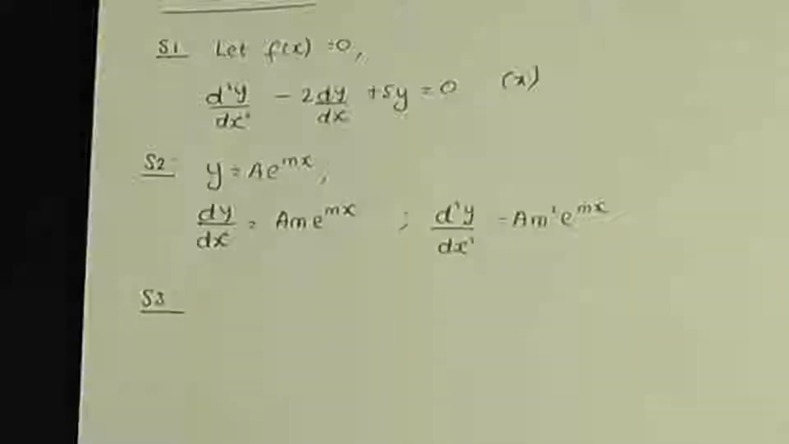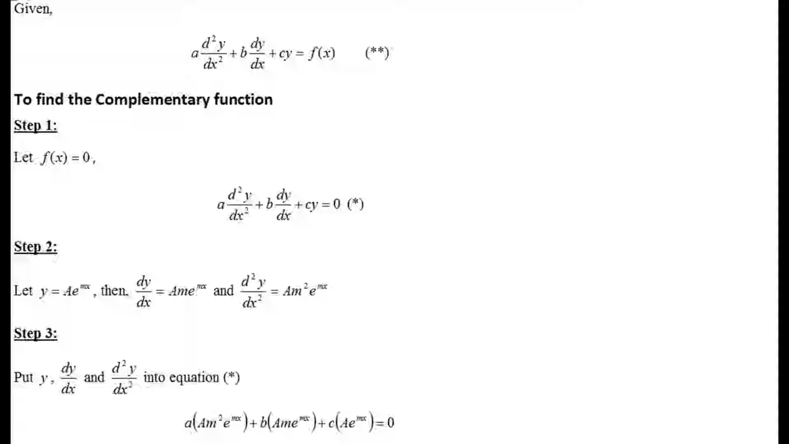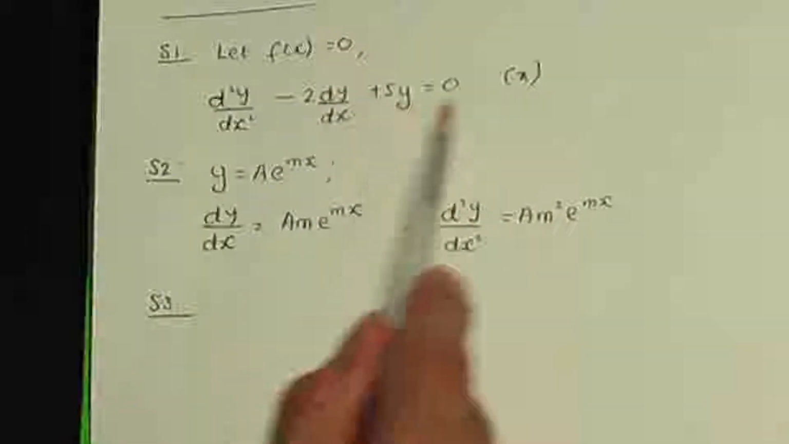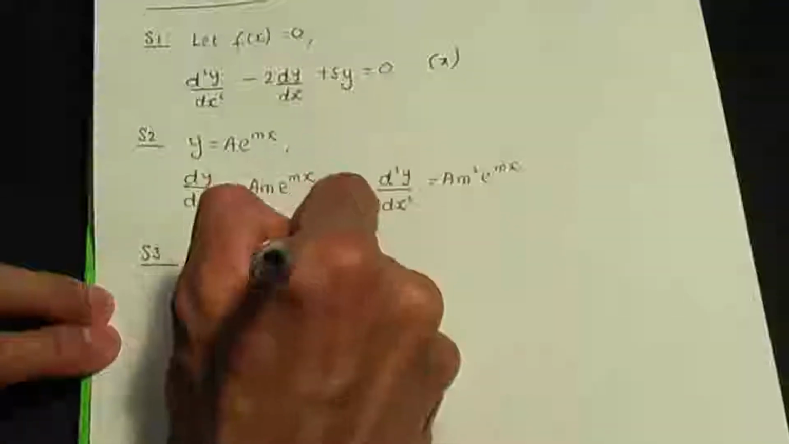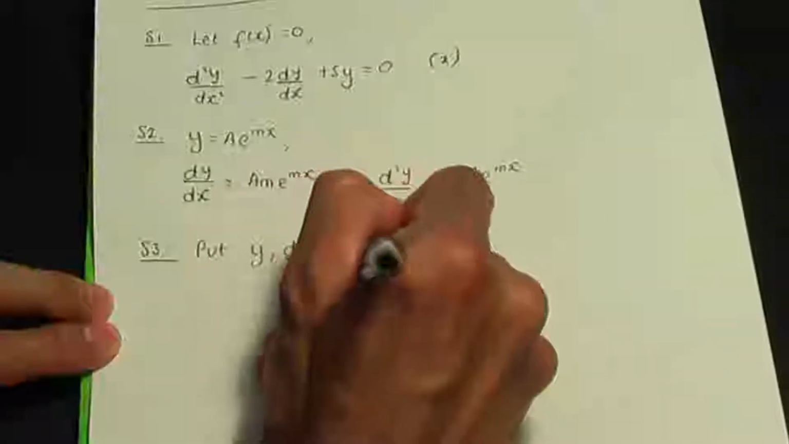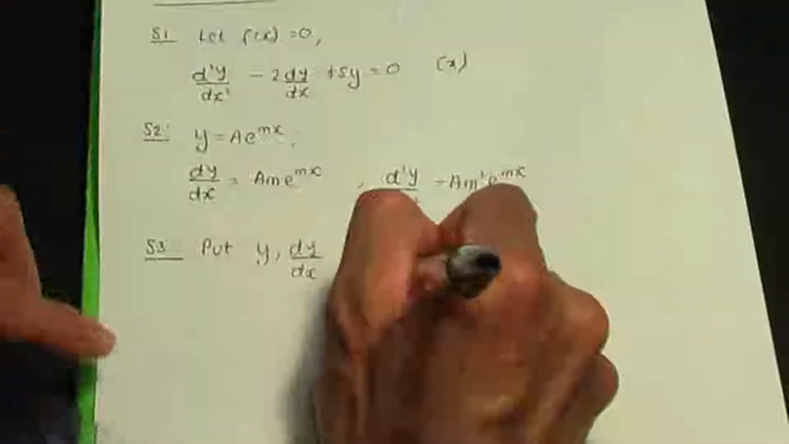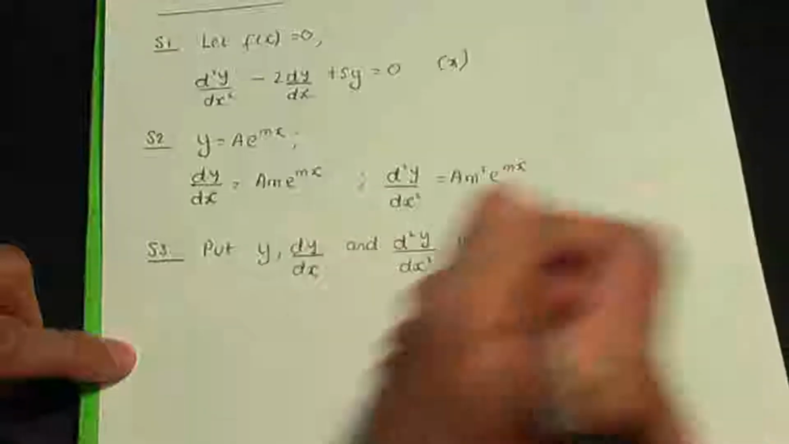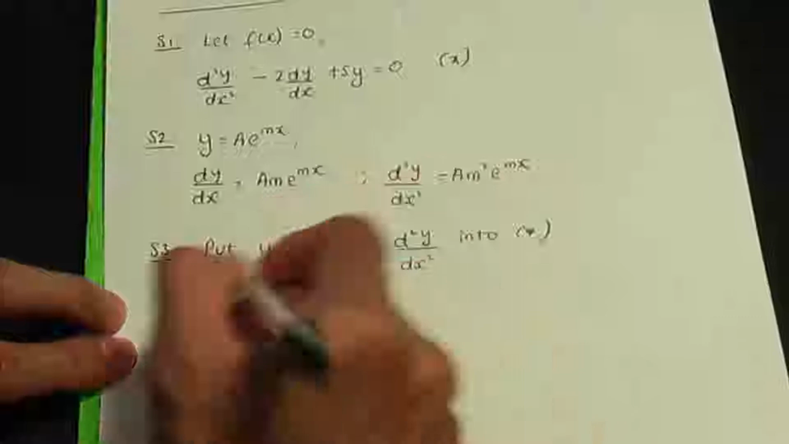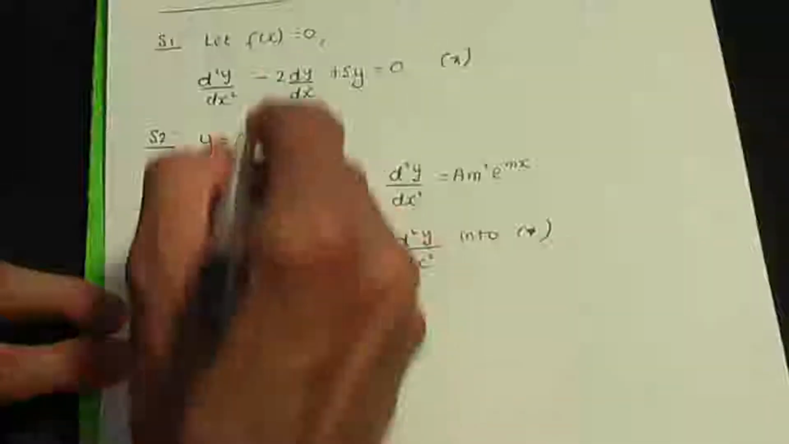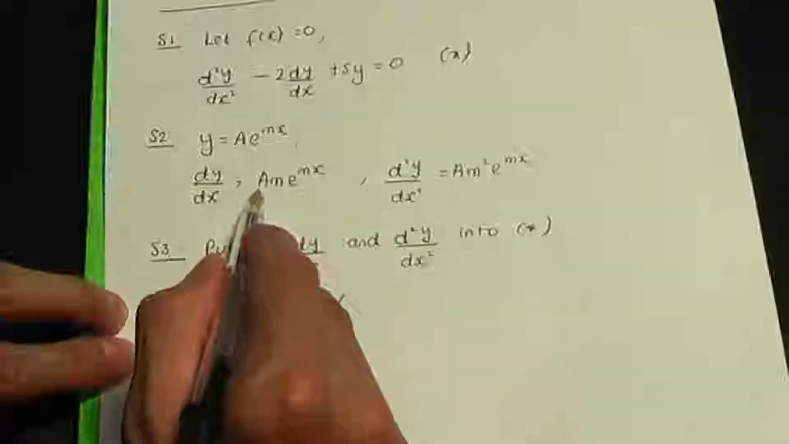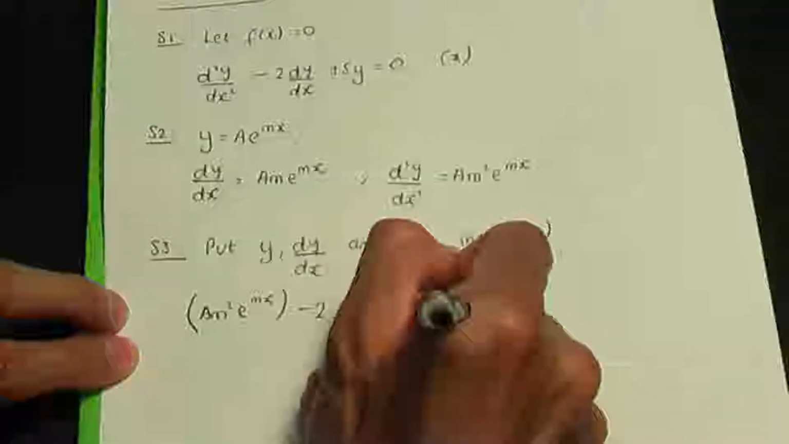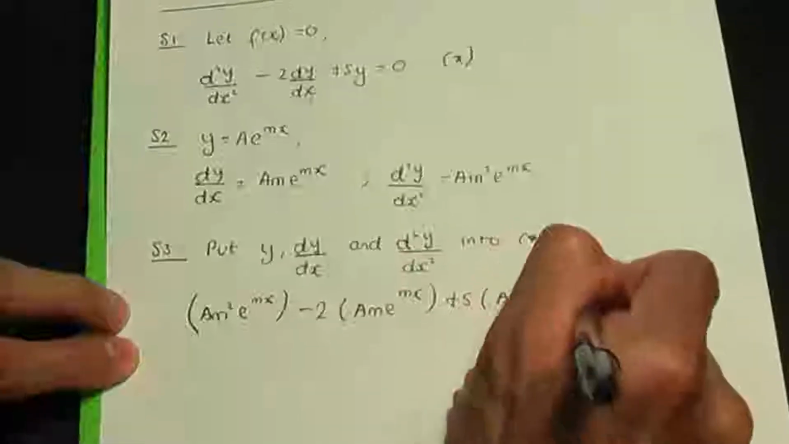And remember step number 3, so back to the screenshot. Step number 3 is to put our results for y, dy over dx and d2y over dx squared into star. Okay, so back to the paper and pen. So we need to put these results into this equation which I've named star. So here's equation star. d2y over dx squared, we had Am squared e to the mx, minus 2 dy over dx, which is Am e to the mx, plus 5 y, which is A e to the mx, and that is equal to 0.